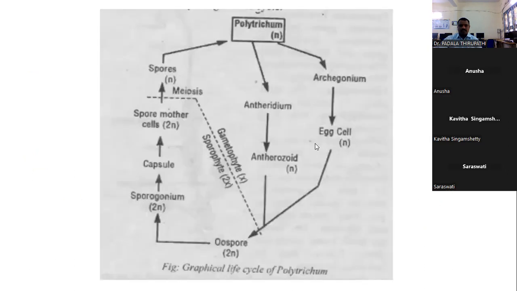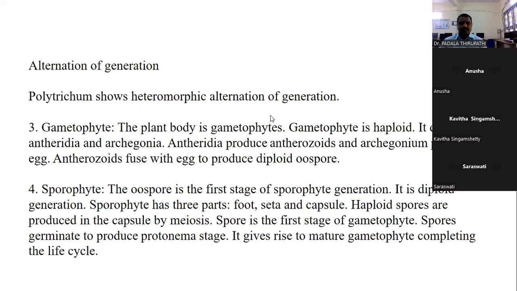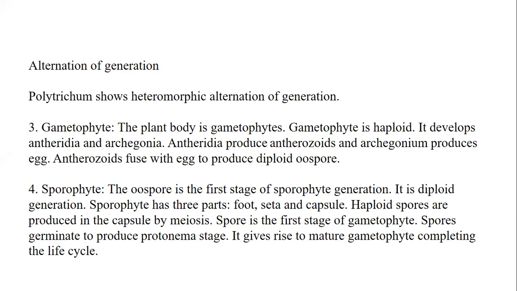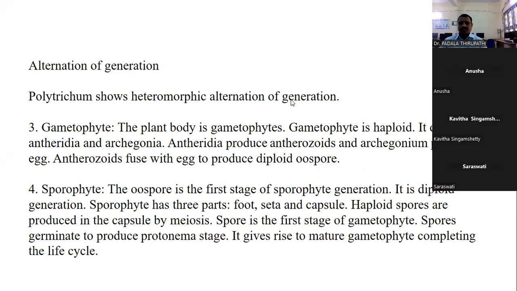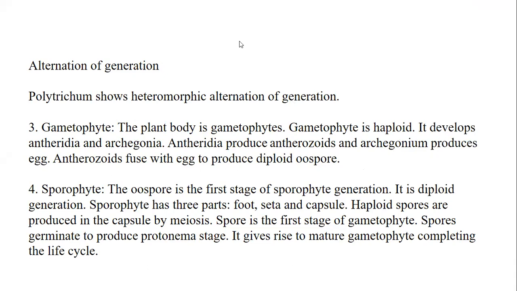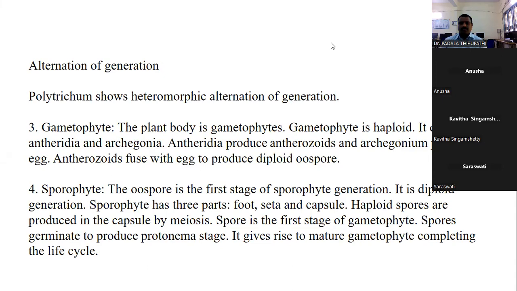So this is regarding the writing part of the life cycle: antheridium, archegonium, sporogonium, capsule, spore mother cells, spores, and they develop into a new plant. Okay, so the alternation of generation in Polytrichum is called heteromorphic alternation of generation. And remember, the spores are of heterosporous type. Two types of spores, one develops into the male plant and the other develops into the female plant. So these two points are to be noted in Polytrichum: heteromorphic alternation of generation and heterosporous spores. So I'm just stopping sharing here.